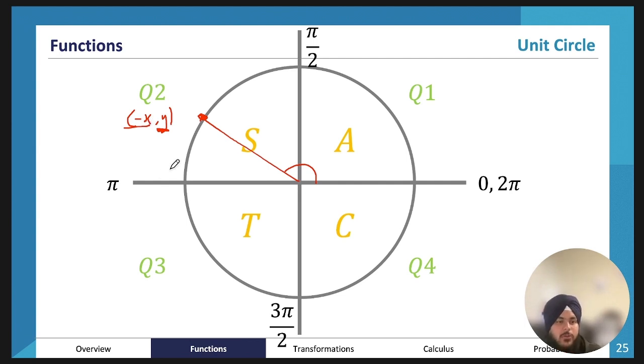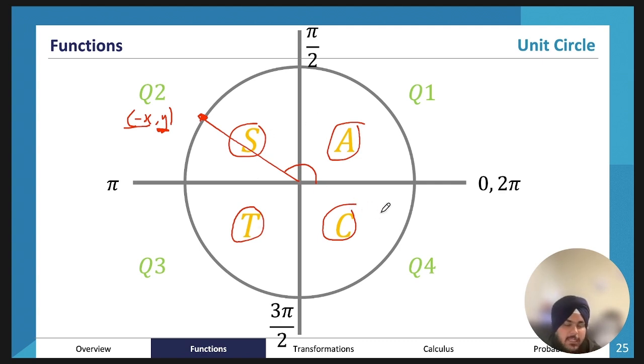And tan, which is equal to sine over cos, or y over x, is going to be y over negative x, which is going to give you a negative value. So therefore, we've come up with an acronym to determine which of the three trig functions is going to be positive or negative in that quadrant. So A means everything is positive in the first quadrant. S means that only sine is positive in this quadrant. T means that only tan is positive in this quadrant. And C means that only cos is positive in that quadrant. So all of the others, so sine and tan, will be negative in this quadrant over here.